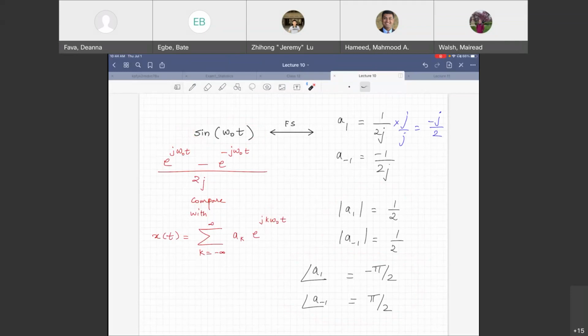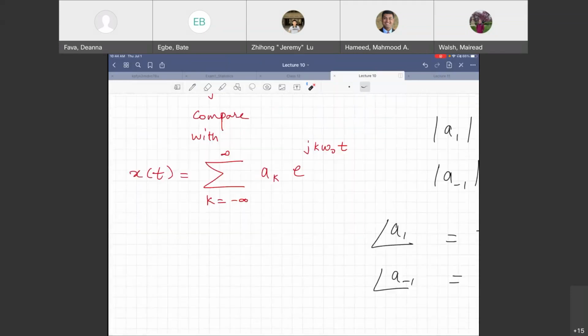Questions here? Write down the sine using Euler's, using exponential functions, compare coefficients, and find out the two non-zero coefficients for the AKs.